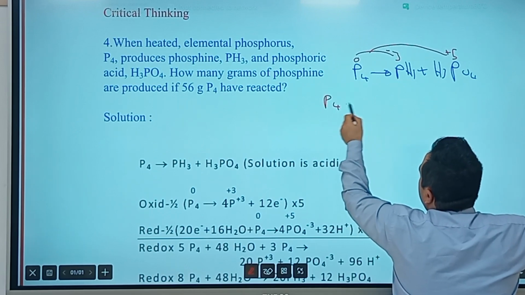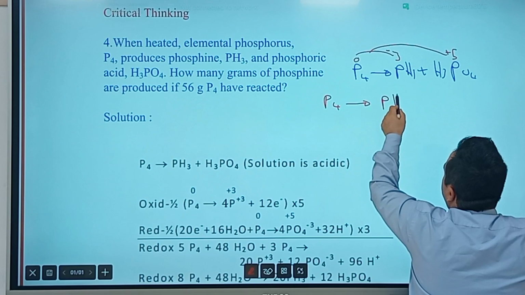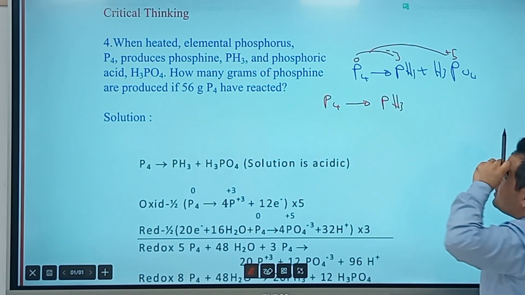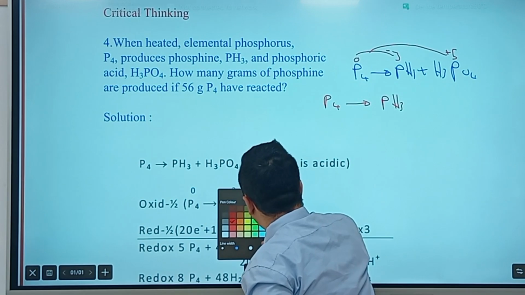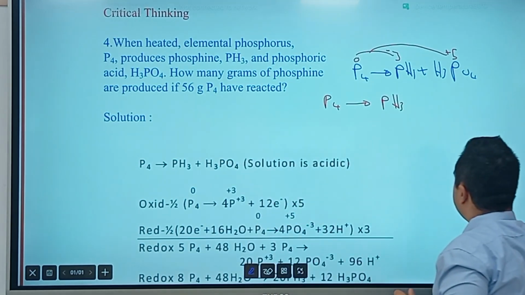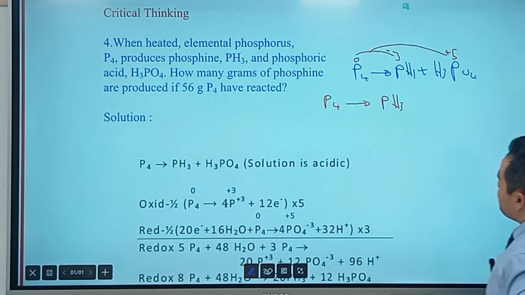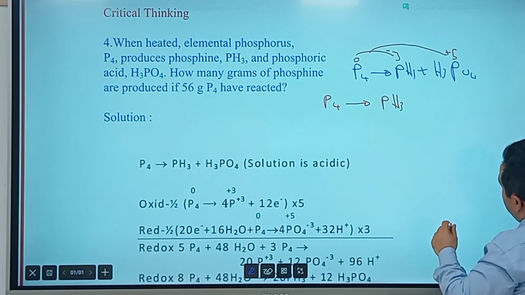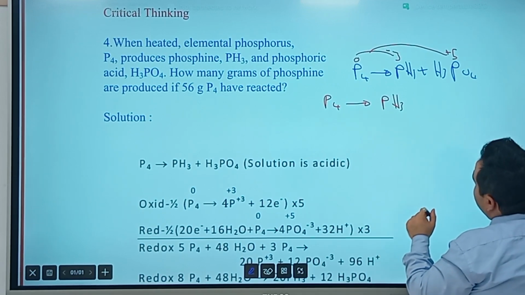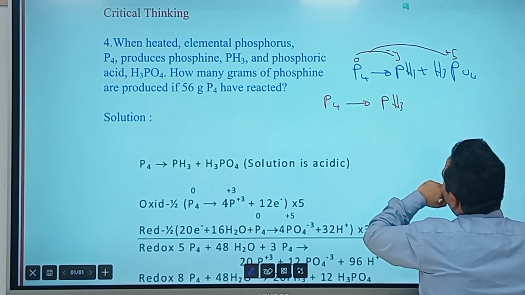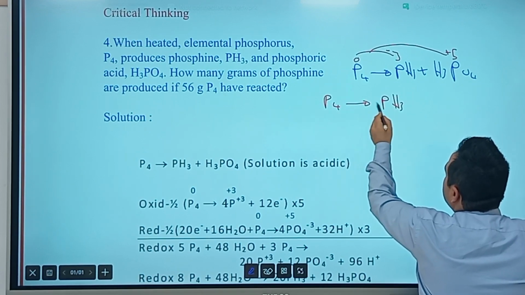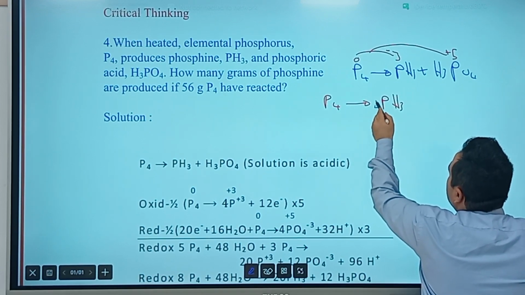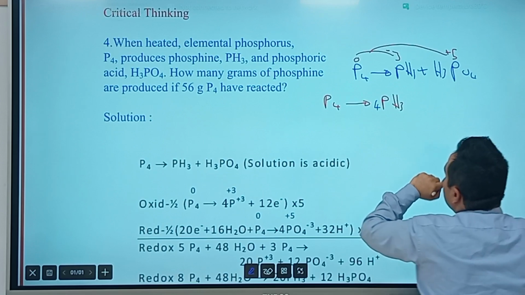P4 goes to form PH3. In this case, we do not have oxygen in the system. That's why we do not balance according to the addition of H2O, and we will be balancing in acidic medium, but we do not balance according to the addition of the H2O and proton. Let us balance the phosphorus. How many phosphorus in the reactant? 4. Add 4 for the product.